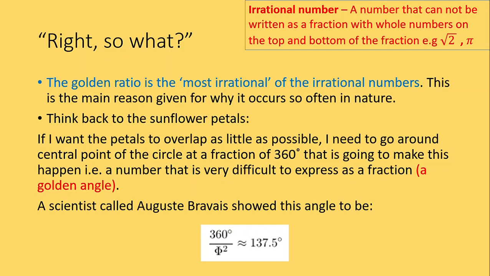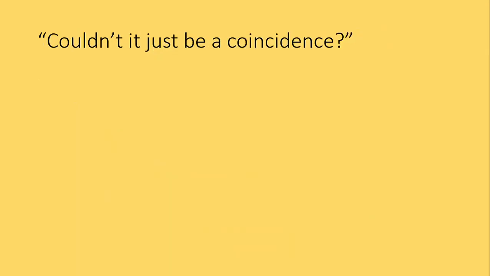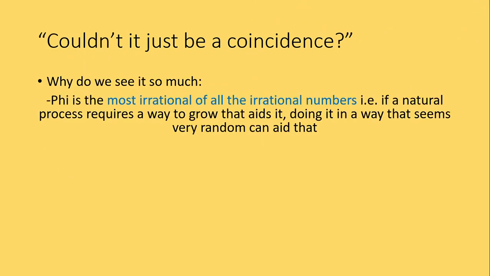Okay, so what are the actual reasons behind this? Well, like we said, why we see phi so often in nature is because it's the most irrational of all the irrational numbers. So if a natural process wants something to help it grow and aid its growth, then doing it in a way that seems very random is going to help it. And we've seen that something that is very random would mean it is hard to estimate. And phi is hard to estimate as a fraction, so that's why phi is seen so often.